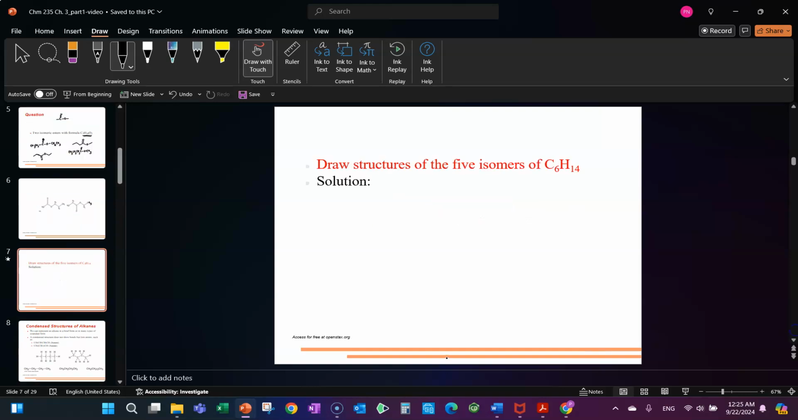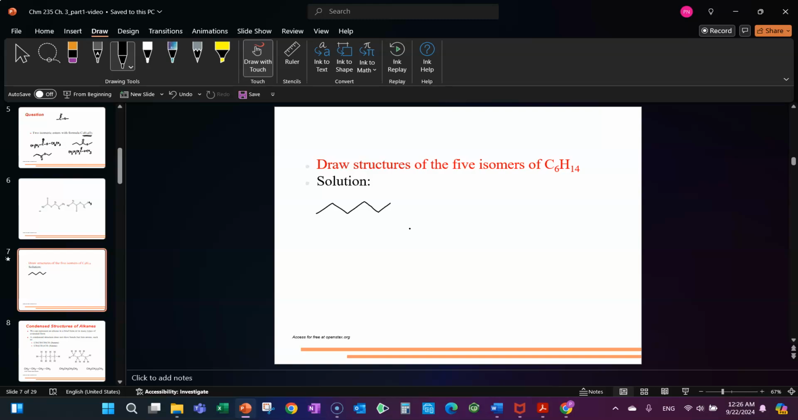Another question is asking you, can you draw 5 different isomers of C6H14? Okay. Since there are no functional groups in it, here we can try to draw all the different constitutional isomers of C6H14. First we can start with the straight chain: 1, 2, 3, 4, 5, 6. I'm going to draw the skeletal structures.